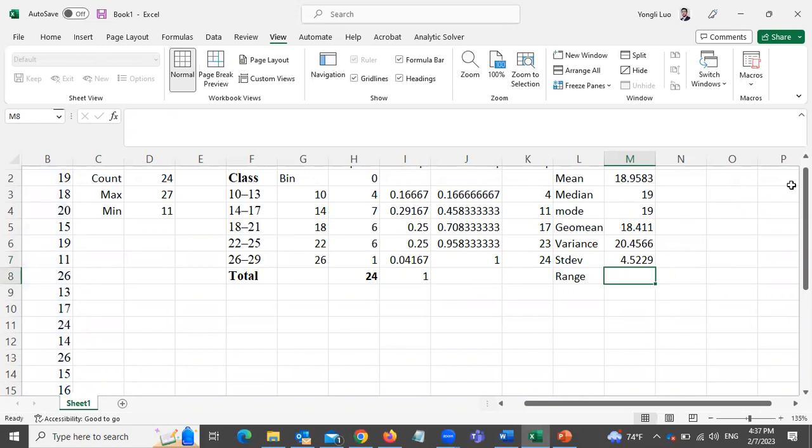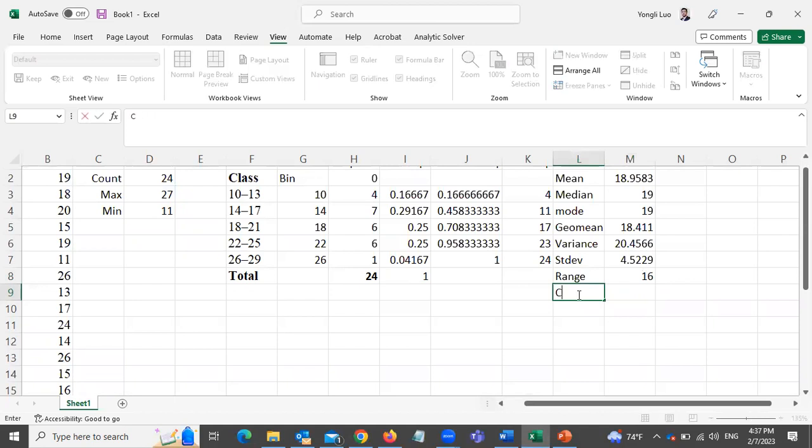Okay, so the range, do you know the range? It's the maximum number minus the minimum number. Do you know what the coefficient of variation is? Standard deviation divided by the mean. Okay, good. This is the coefficient of variation.